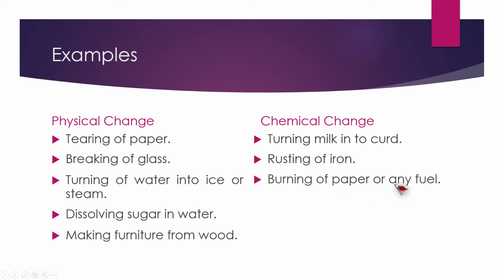Burning of paper or any fuel. Whenever paper or any fuel is burned, we obtain ashes or residues. Also, smoke is formed. These are new substances. That's why it is a chemical change.